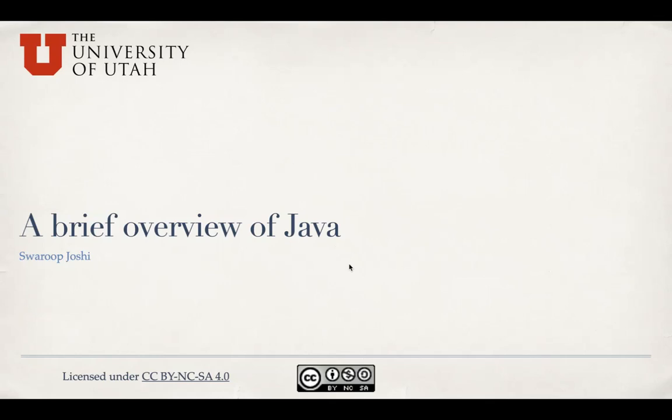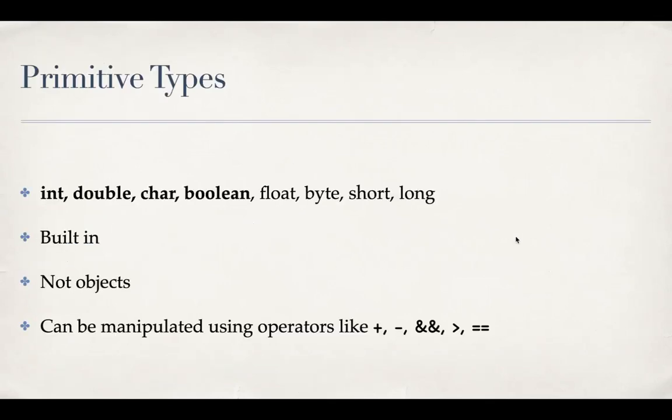All right. So continuing our discussion on brief overview of Java, let's talk about the types in Java. So primitive types, there are 8 of them. Int for integers, double for real numbers, char for characters, ASCII and Unicode, Boolean for the true and false values. And then these 4 are the more commonly used ones.